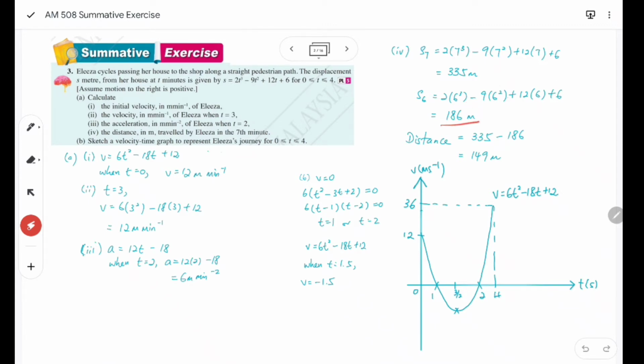We get 186 meter. So in the 7th minute, a particular minute there, the distance traveled by Elisa is 355 minus 186, we get 149 meter.